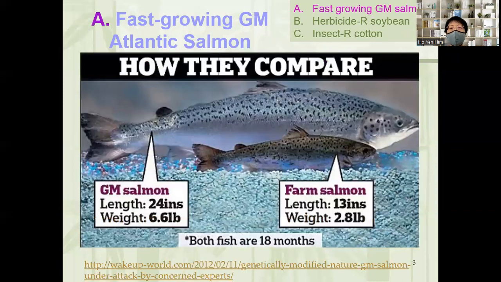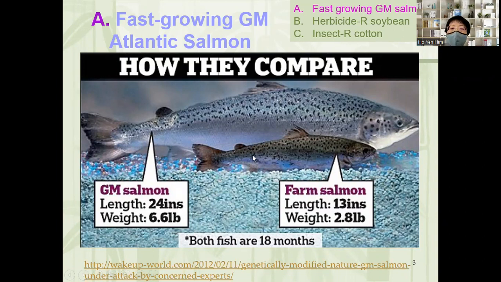Okay, look at this diagram. These two are salmon fish. This is the GM salmon at the back, and in front is the farm salmon. Both fish are 18 months old. Can you see how come this fish, 18 months old, is so big and this one so small? It's because this GM salmon can grow very, very fast, so that within 18 months it's already this size.